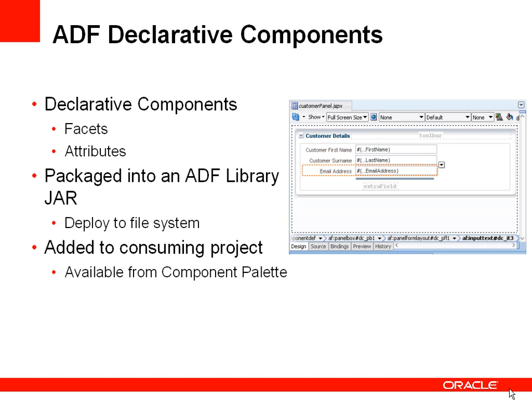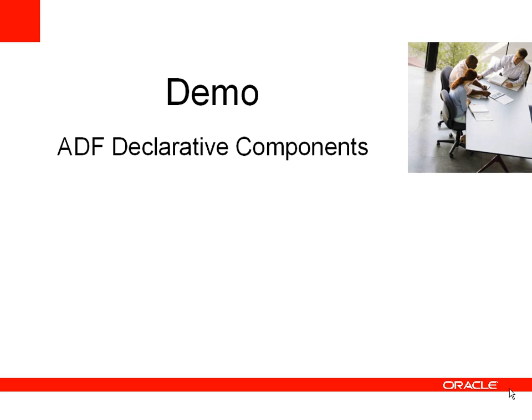Declarative components like templates allow you to define facets and attributes. A facet allows you to define an extra area within the declarative component where the user of the declarative component can add their own content, and an attribute allows you to parameterize this declarative component so that when it gets used, pieces of information can be passed into it. So it might be labels or values for fields. And again, the best way is to show this using the demo. So let's have a look at declarative components.